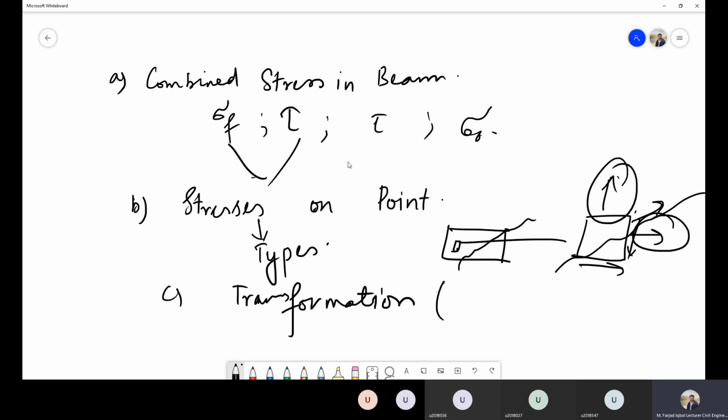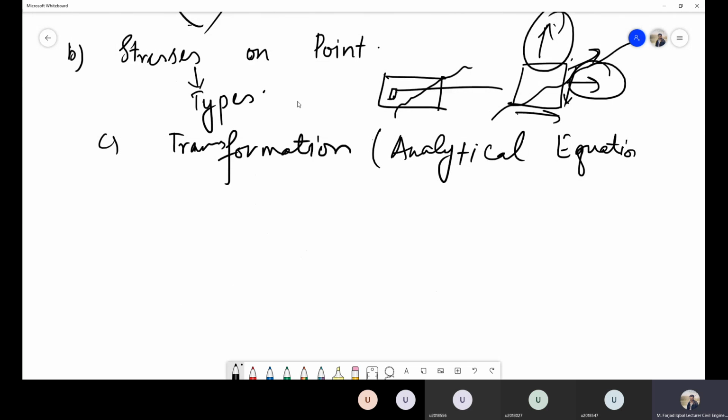And for that purpose we have analytical equations, or we can call them mathematical equations as well. And also we will study the concept of Mohr circle. Mohr circle is quite an easy and convenient method to transform the straight axis to the inclined axis.